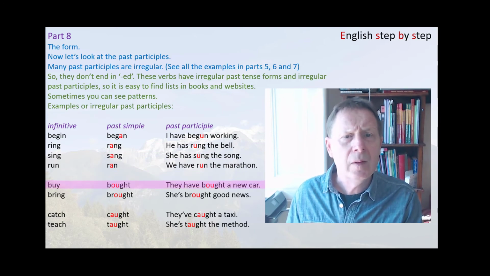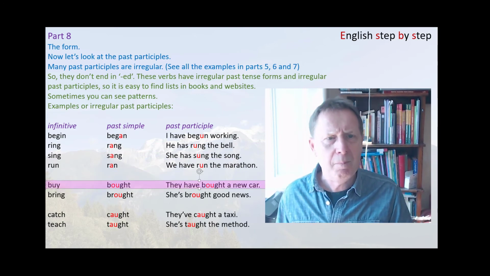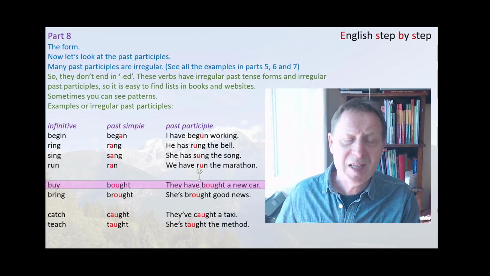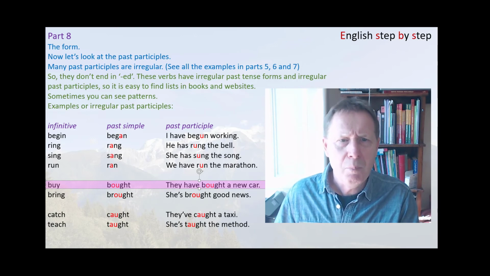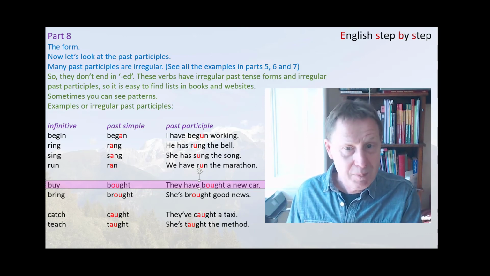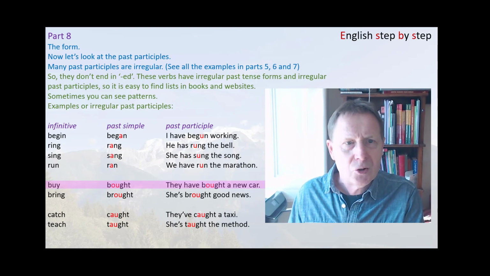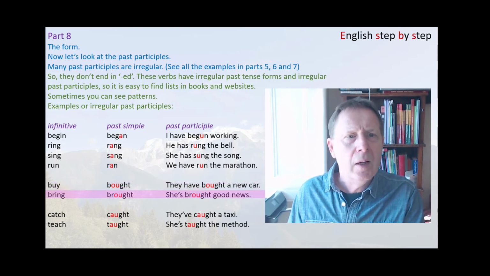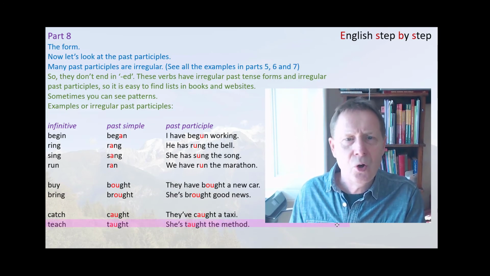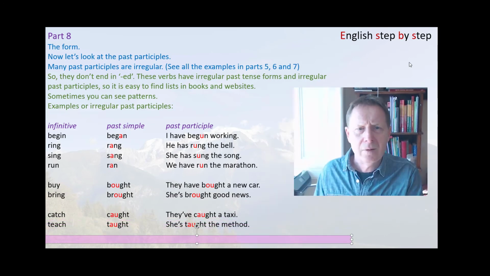The next pattern we can look at is like buy, bought, and then the past participle is the same as the past tense. Bought, as in they have bought a new car. And it's the same for the next three examples, although there is a spelling change with catch and teach. Bring, brought, she's brought good news. Catch, caught, they've caught a taxi. Teach, taught, she's taught the method.